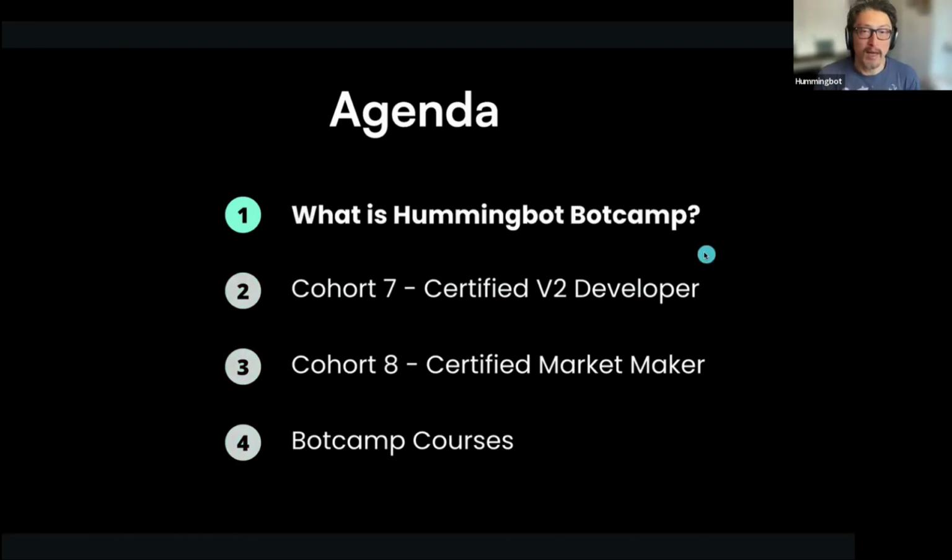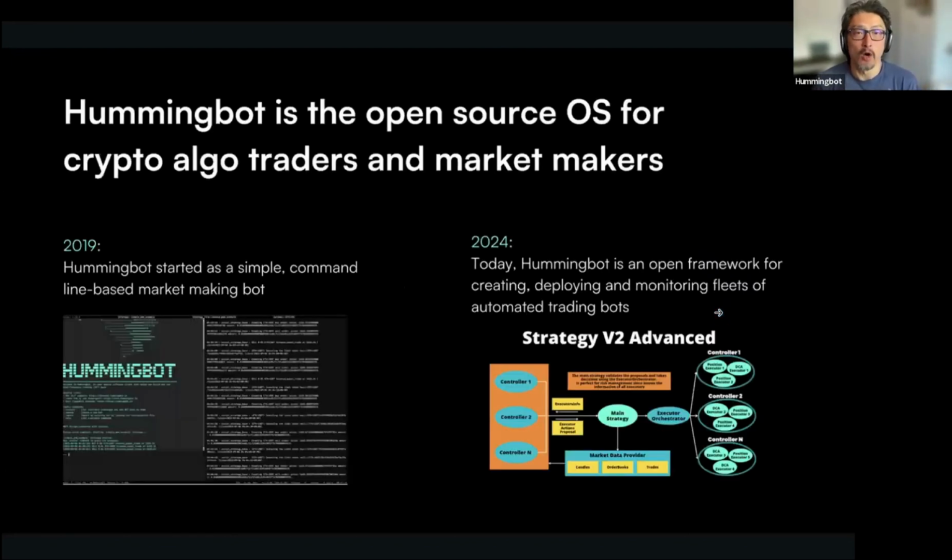All right, so let's talk about what is Hummingbot and what is Botcamp first. So Hummingbot is the open source operating system for crypto algo traders. We created the open source project. It's actually been about 5 years now, it might be 5 years this month since the first time that we committed to the open source repository on GitHub.